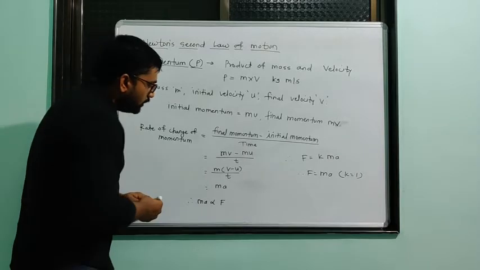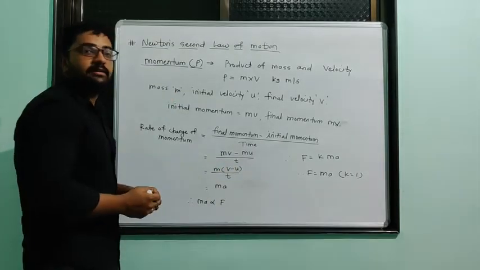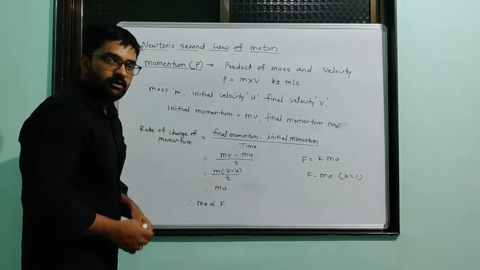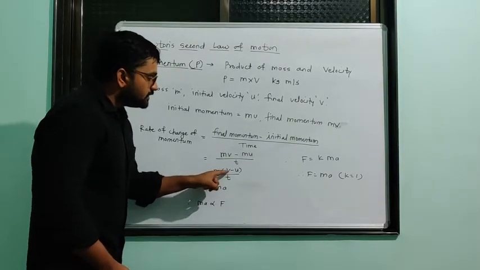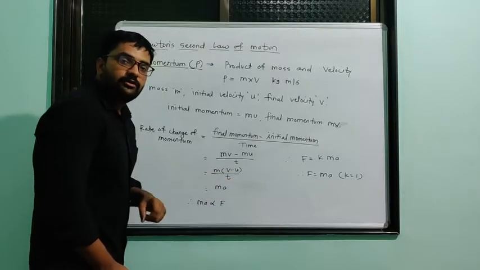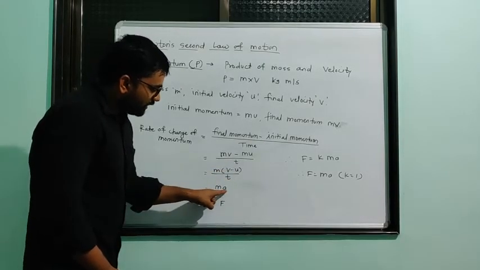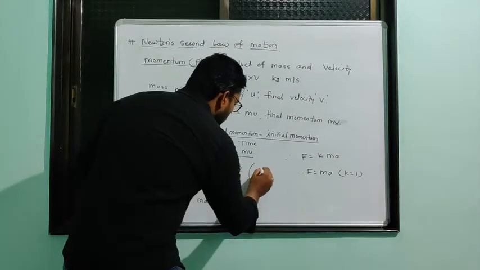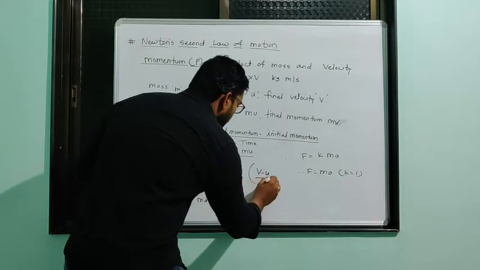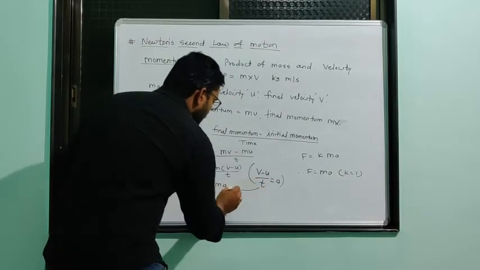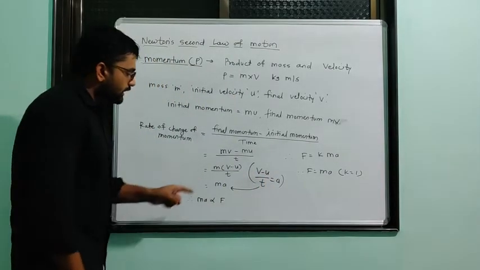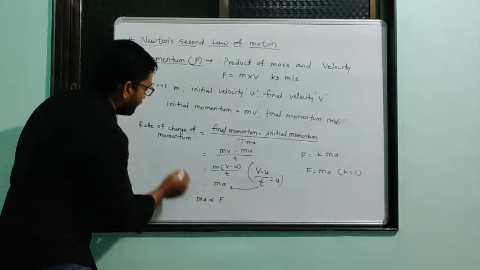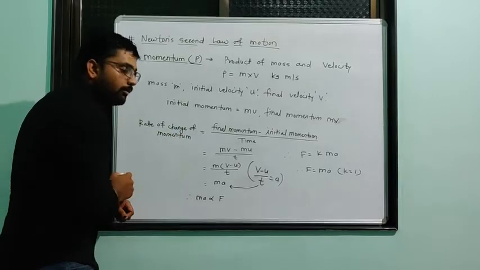But we know this v minus u divided by t: v is the final velocity, u is the initial velocity, divided by t. Change in velocity with respect to time is simply called acceleration. So instead of v minus u divided by t, we put a here. So it will be ma. This ma is the rate of change of momentum.